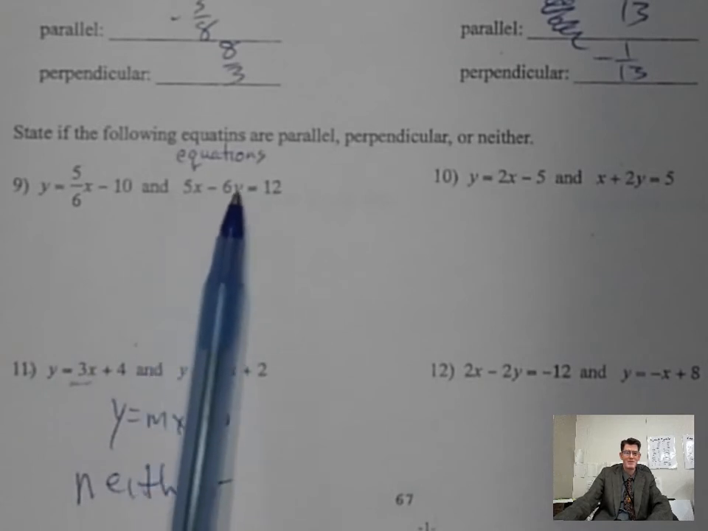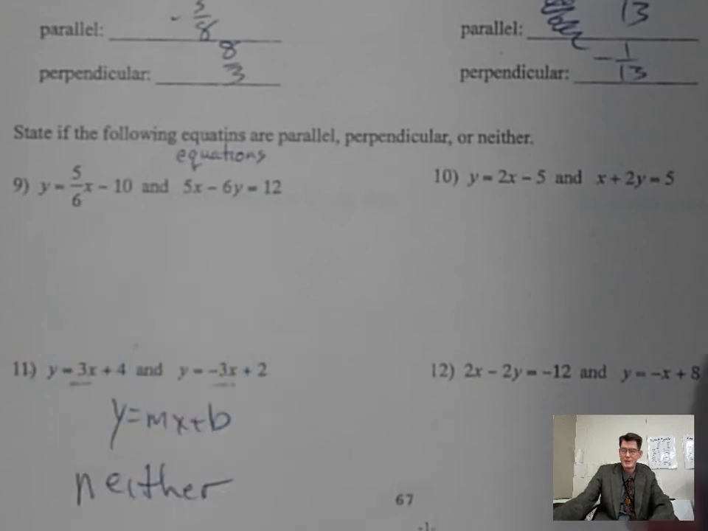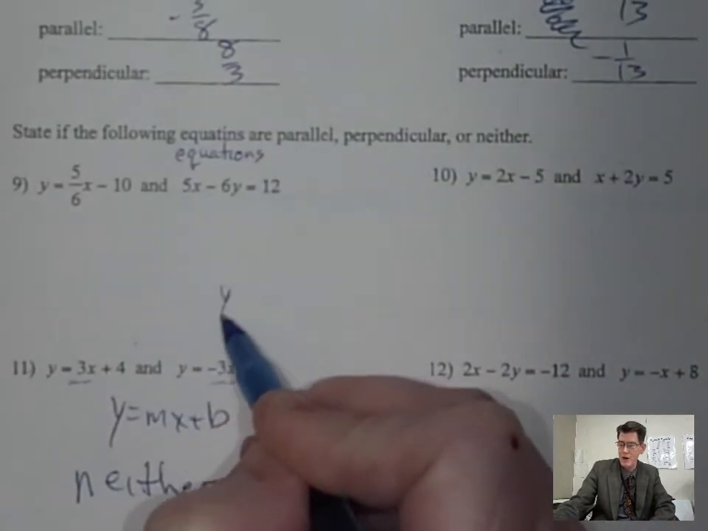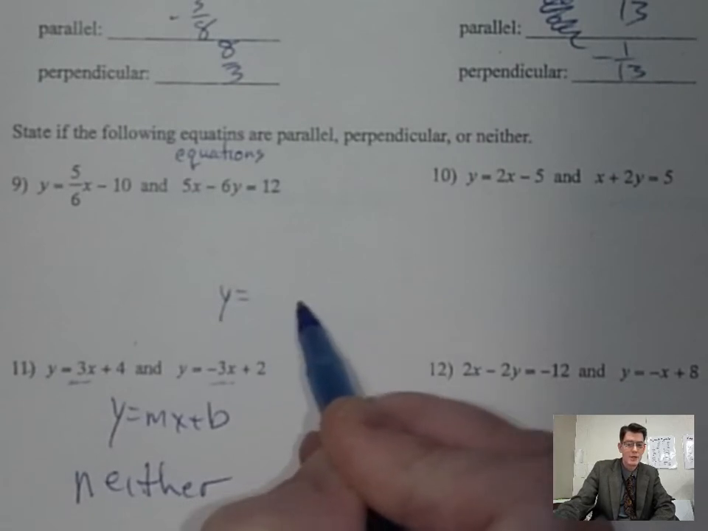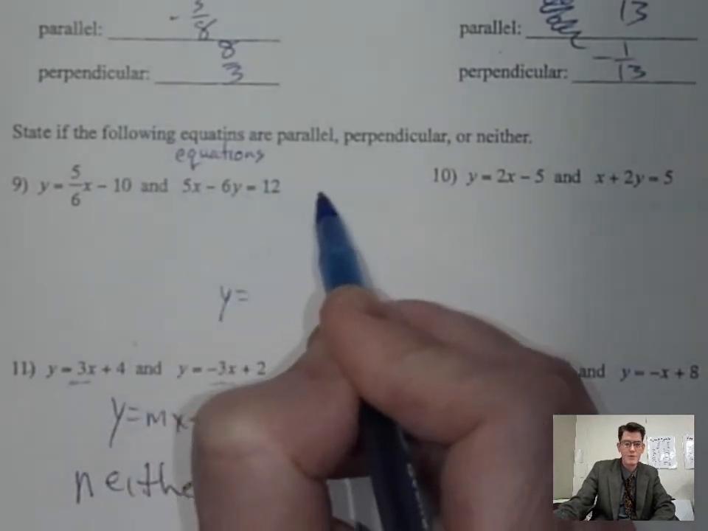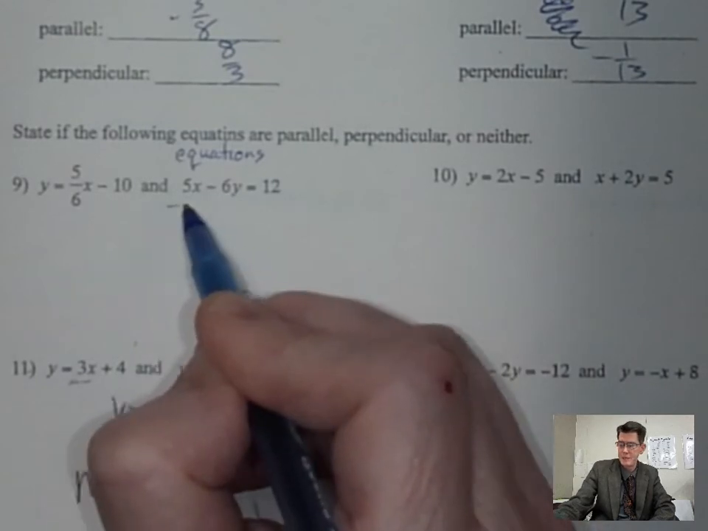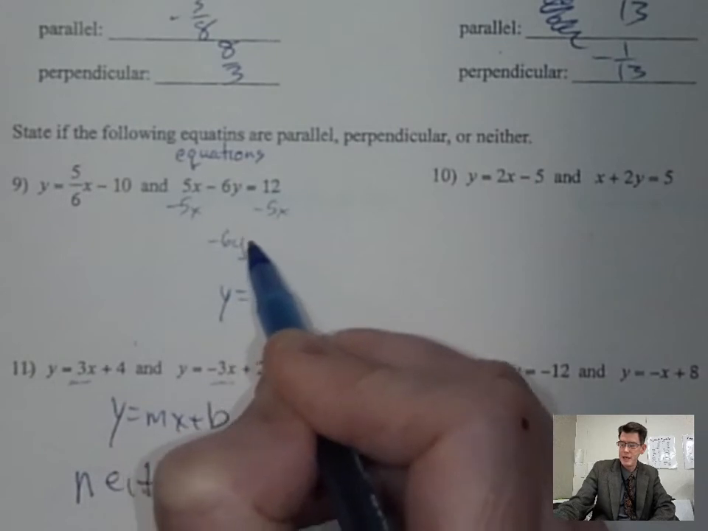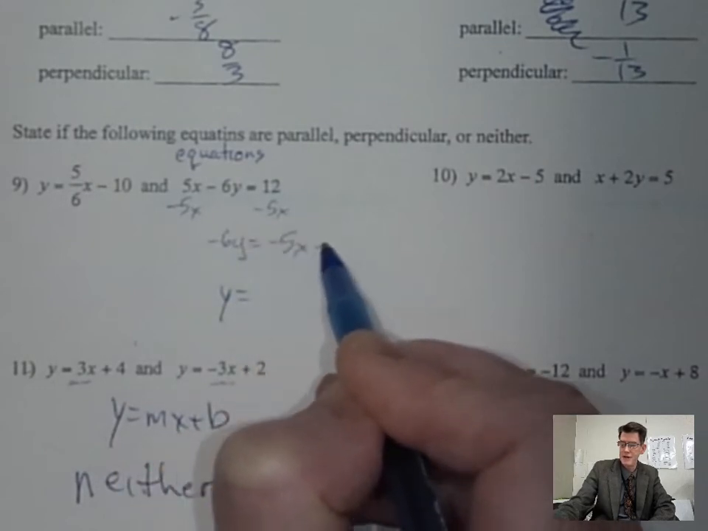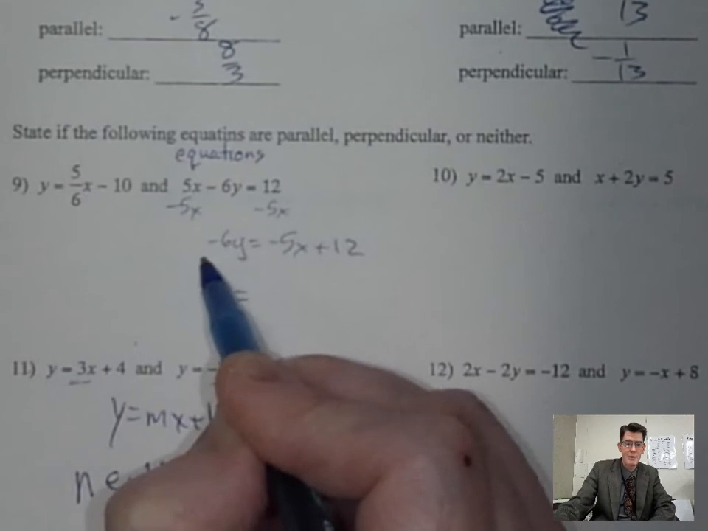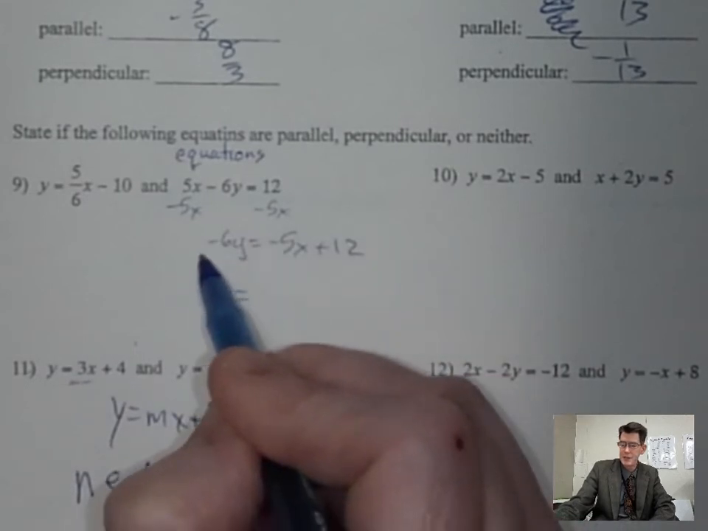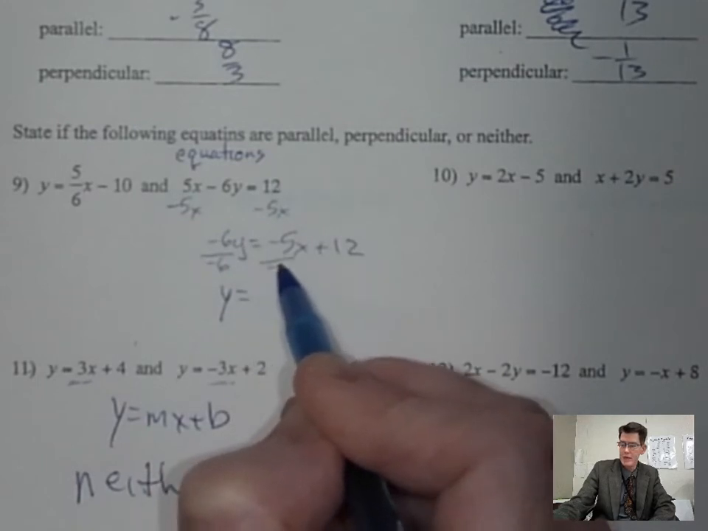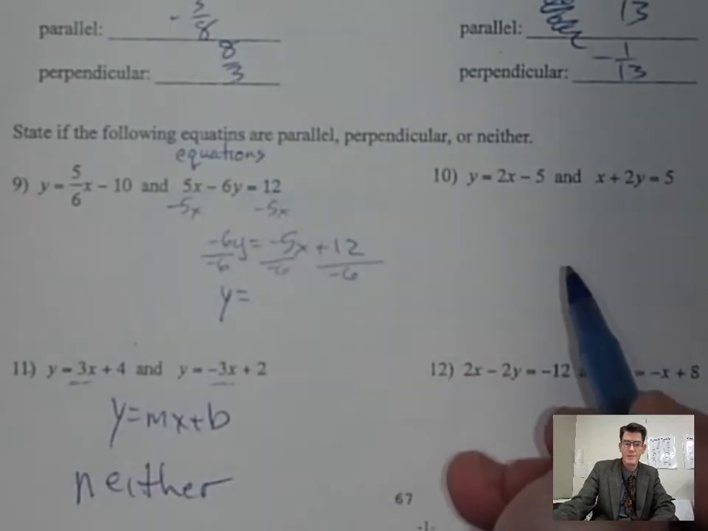And I'm looking at this 5 and this 6 here, so it's looking like it's going to be close. Well, change it into slope-intercept form by getting the y by itself, y equals mx plus b. I'm going to move the 5x over and then divide by -6. Minusing the 5x gives me -6y is -5x plus 12. And then I'm going to divide all the way across by -6.